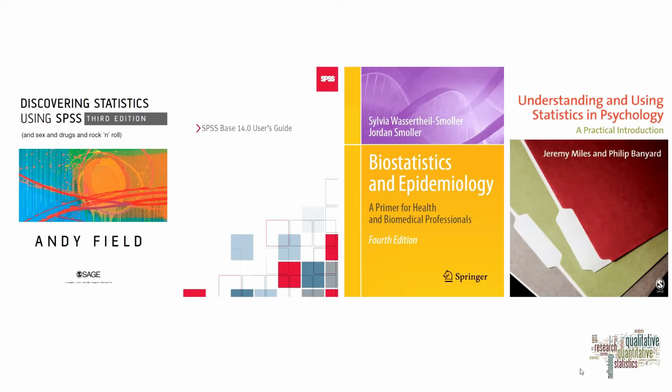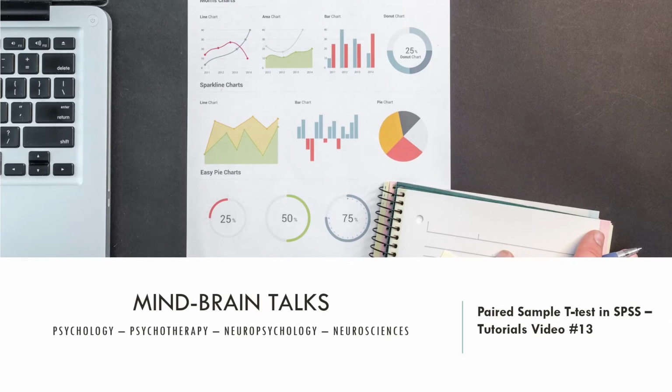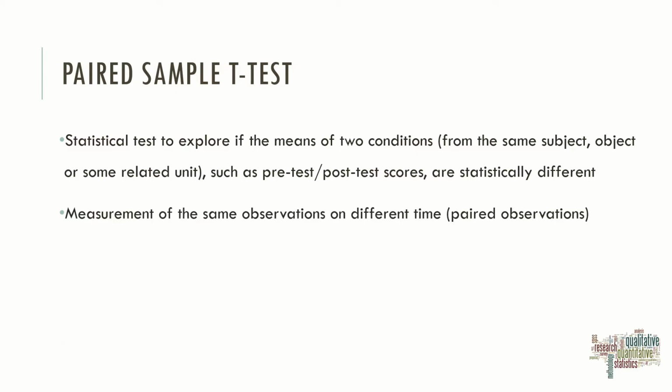Today's content will be a tutorial session, because today I will talk about how to perform a paired samples t-test. So stay tuned. So let's see what a paired sample t-test is. A paired sample t-test is a statistical test that is used to explore if the means of two conditions from the same object or subject, such as pre-test or post-test scores, are statistically different. It is a measurement of the same observations over different periods of time, such as paired observations.